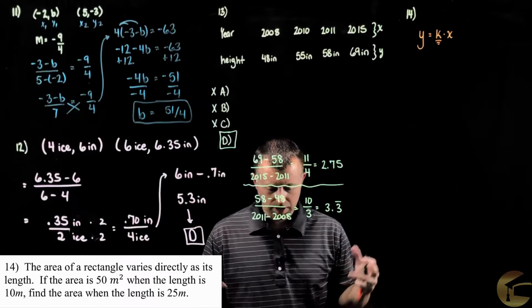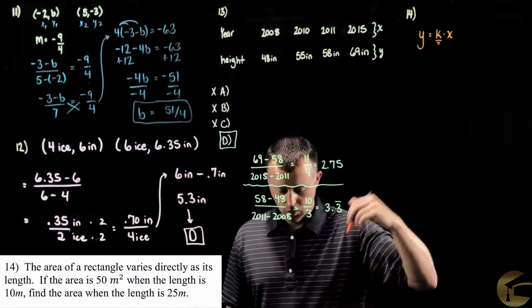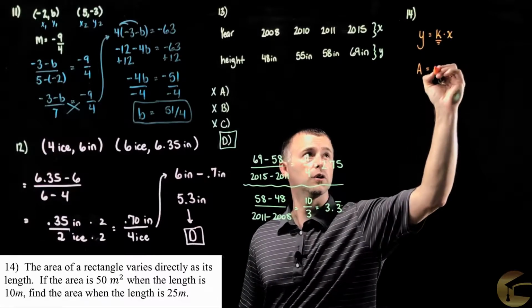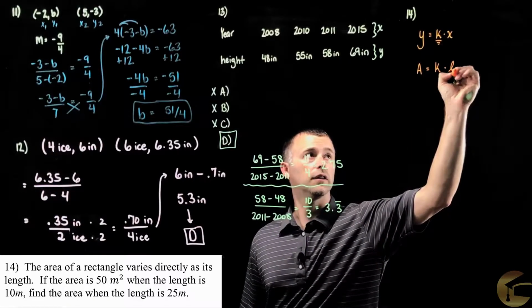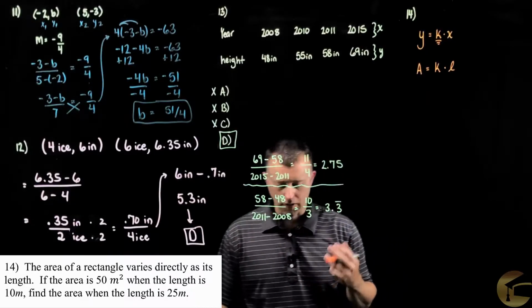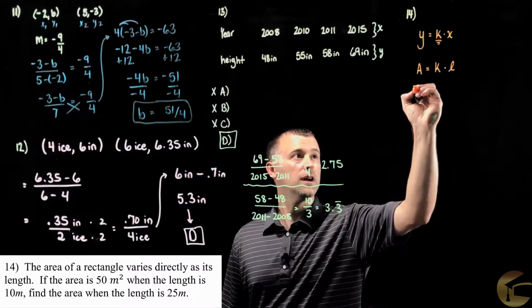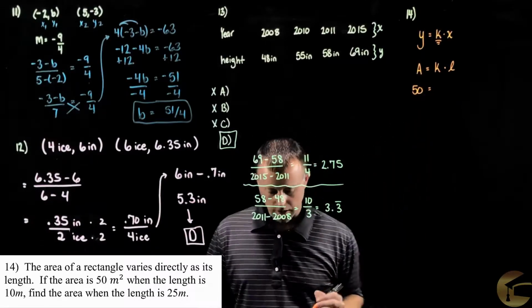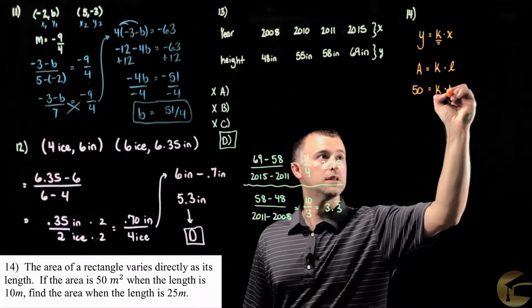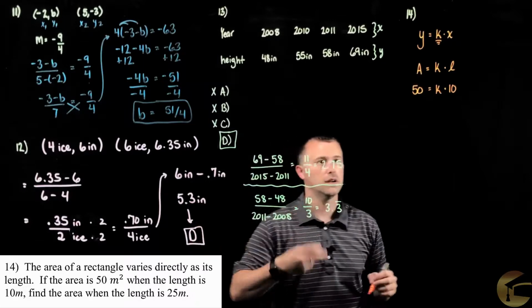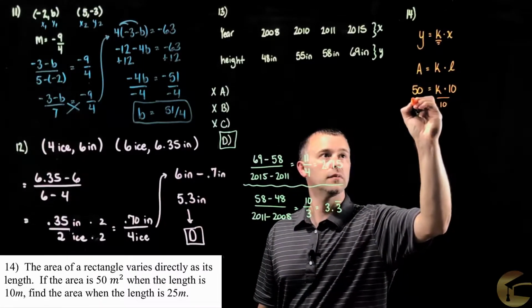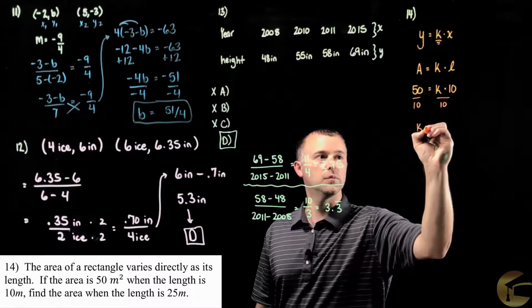But in this case, the area varies directly with the length, so we're going to go k times the length. That's what that statement's trying to tell us. So that's our equation. Now they say the area is 50 when the length is 10 meters. So 50 equals k times 10, where k is the constant we have to solve for. We're going to divide both sides by 10, and you can see that k ends up equaling 5.